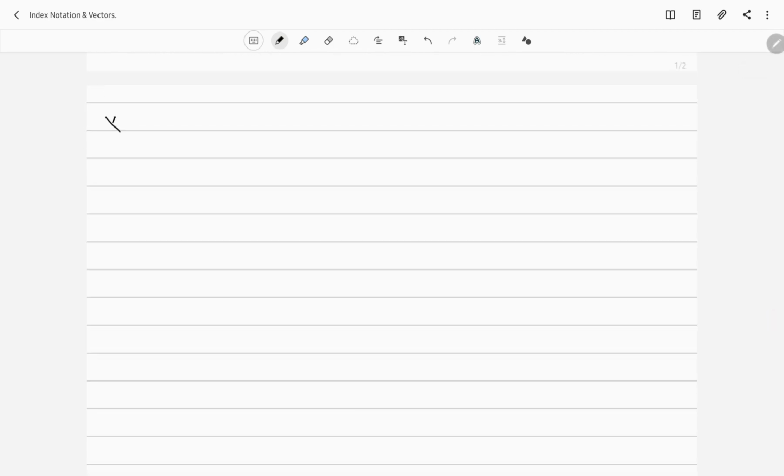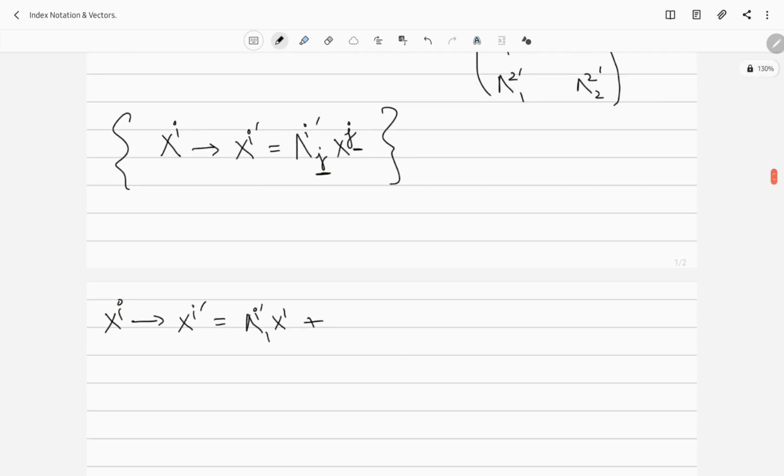So you have x_i transforms as x_i prime, which is equal to lambda_i1 prime x1, plus we are just summing this over j, which is our repeated index, and then you have lambda_i2 prime x2. These indices have to be immediately adjacent to each other. That's one way of knowing how to do this.